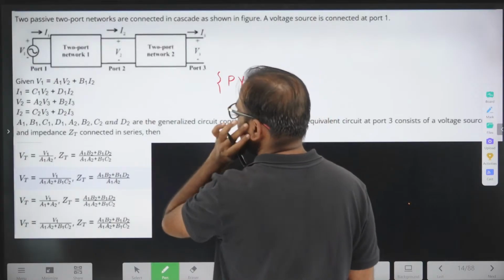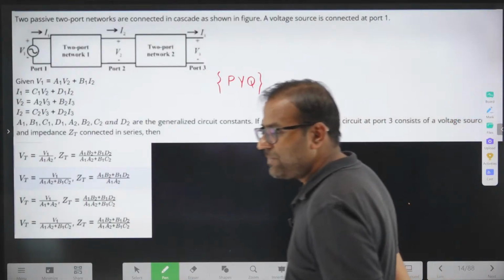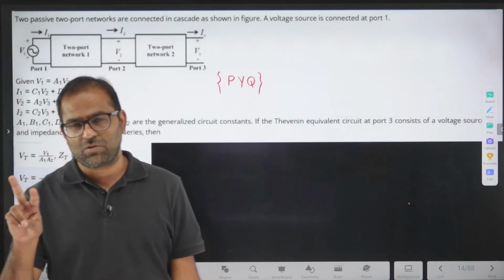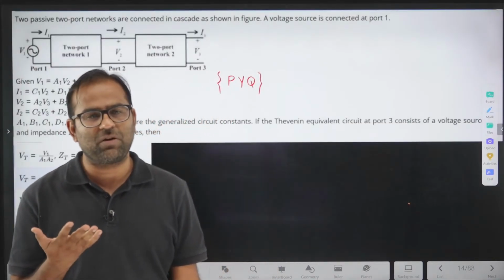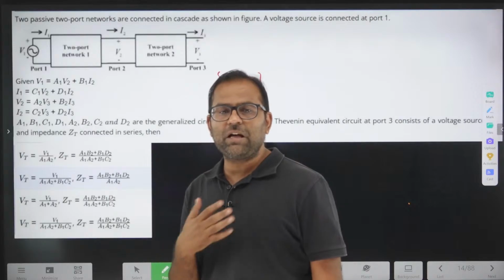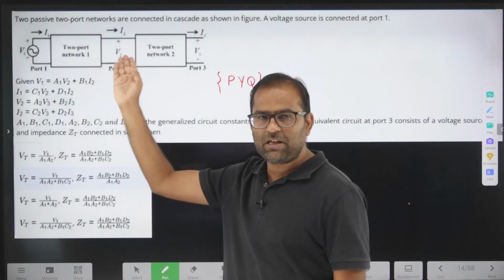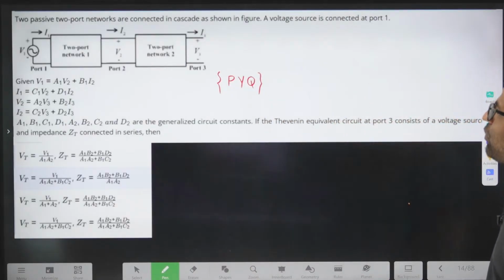What this question is saying: as passive two-port networks are connected in cascade, because this is the property of the ABCD parameters, that when two-port networks are in cascade and ABCD parameters are given, you can calculate the equivalent just by multiplication of these two matrices. So two passive two-port networks are connected in cascade.